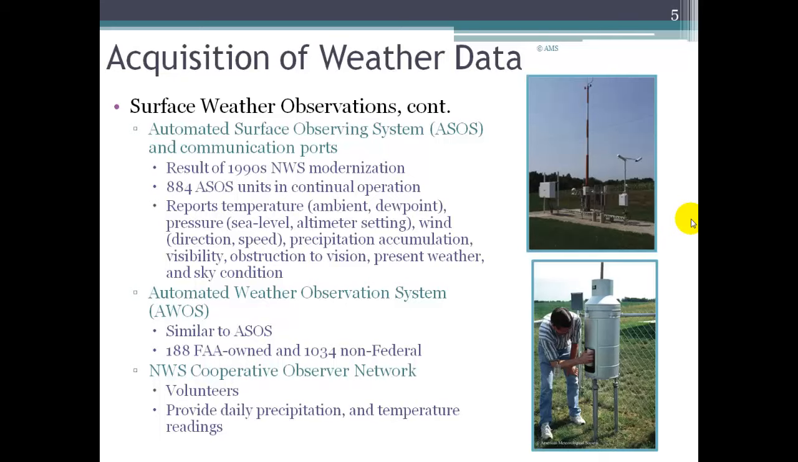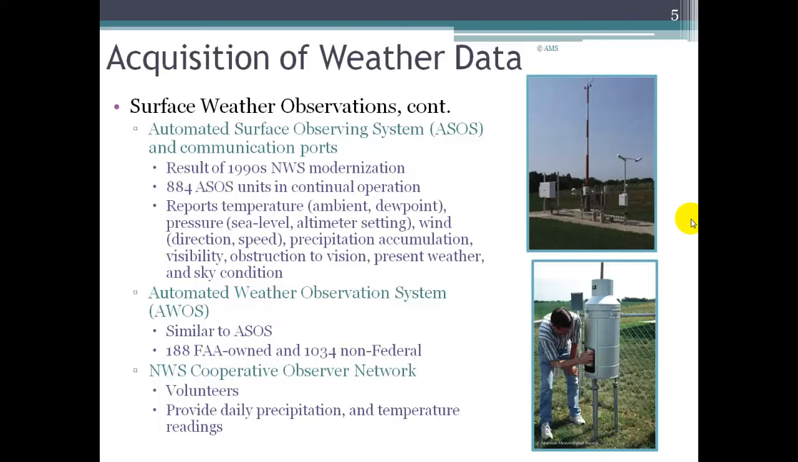So these stations work continuously, and they report temperature, pressure, wind, precipitation, visibility, obstruction to vision, and current weather and sky conditions, all just through automated observations. There's another system similar to this. The only difference is that it's not necessarily run by the National Weather Service. Some of it's FAA, and then there's a whole lot of these stations that are non-federal. These are called the Automated Weather Observation System. Again, they're automated. It's just under a different jurisdiction because it's not collected by the National Weather Service directly.